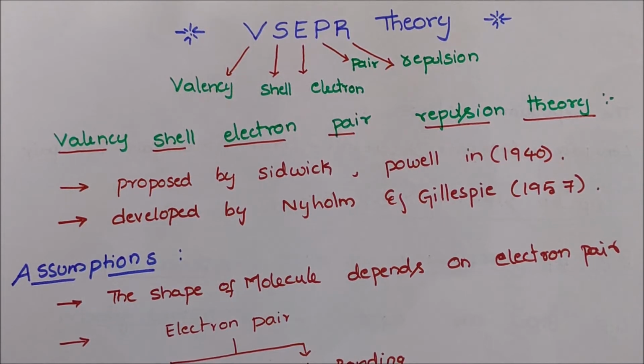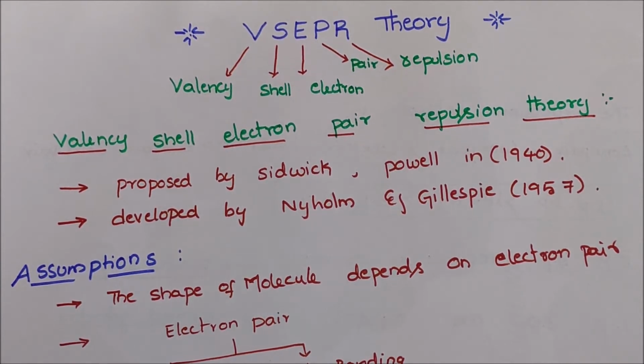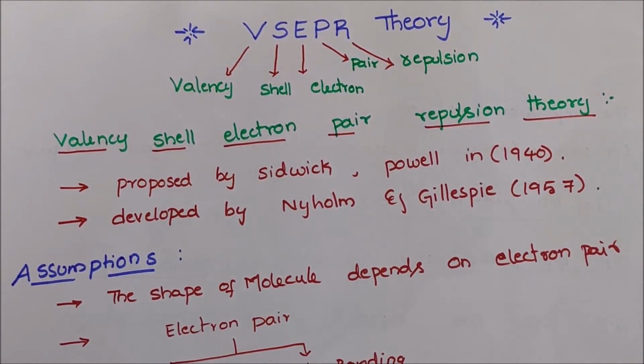Today's session is chemical bonding, the important question: valence shell electron pair repulsion theory, that is VSEPR theory. In VSEPR theory, V represents valency, S represents shell, E represents electron, P represents pair and R is repulsion. What does VSEPR theory mean? Valence shell electron pair repulsion theory.